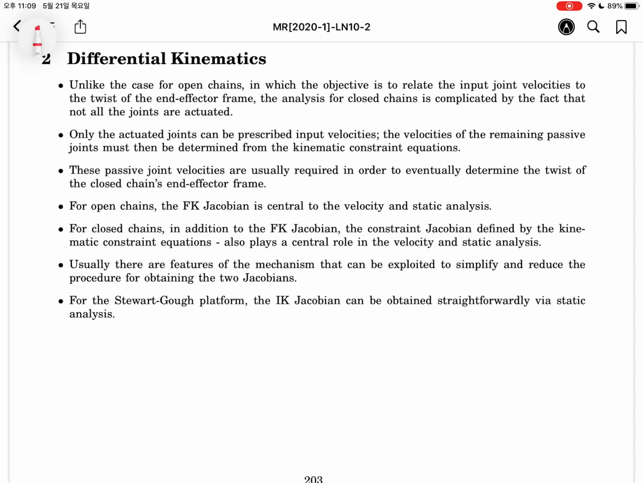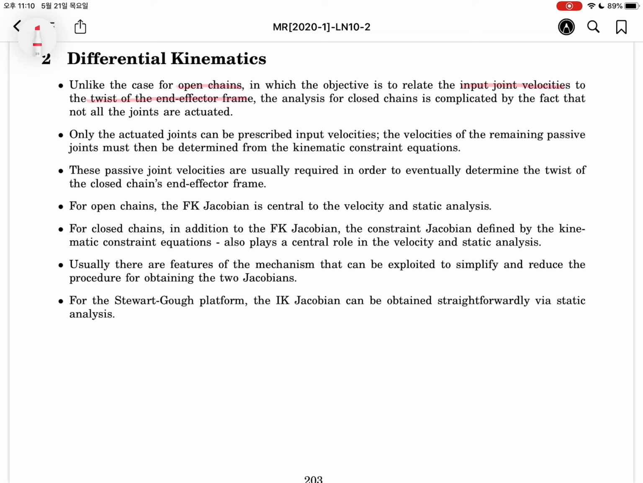Okay, now I will talk about section 7.2, Differential Kinematics. You know, for the case of the open chain, the Jacobian is obtained by using the relationship between the input joint velocity and the twist of the end effector. This is called the forward kinematics Jacobian.